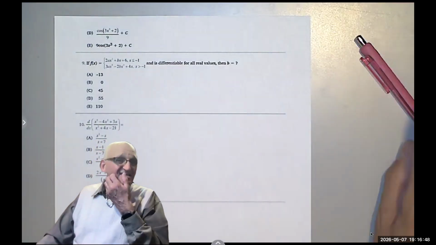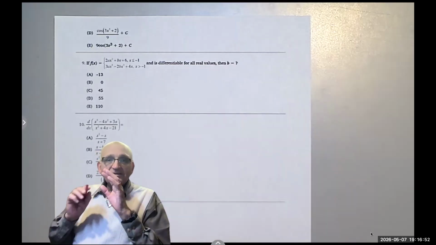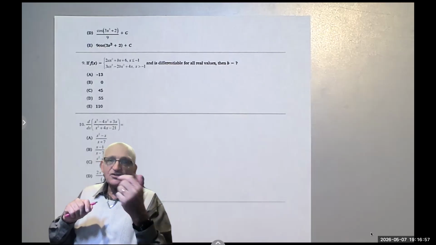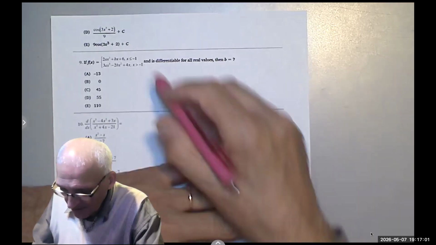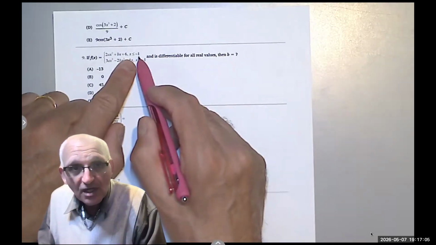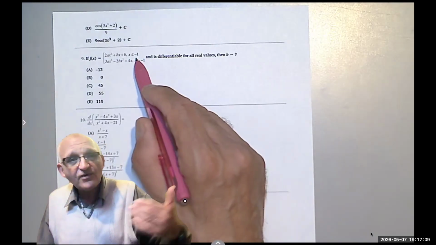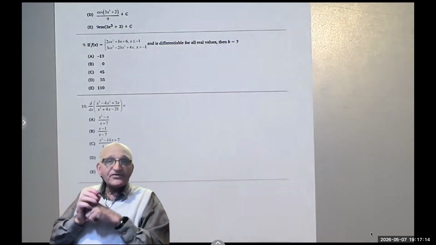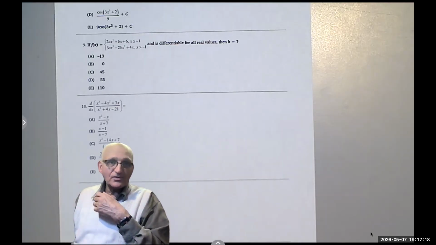When they tell you it's differentiable, it means, first of all, that this has to be continuous. And to be continuous, you cannot have a jump in the value. So meaning, if I calculate the limit as x approaches negative 1 from the left and from the right, I should get the same thing. And because it's differentiable, also the slope from the left should equal the slope from the right.